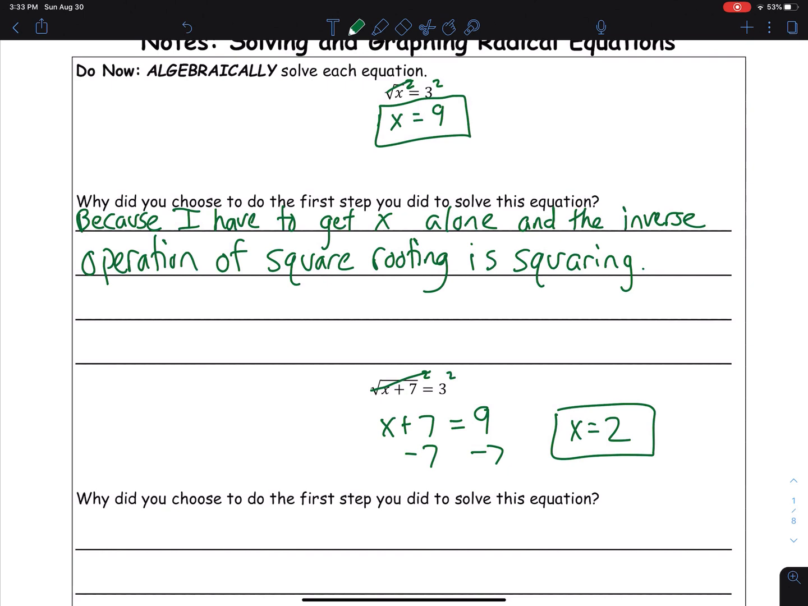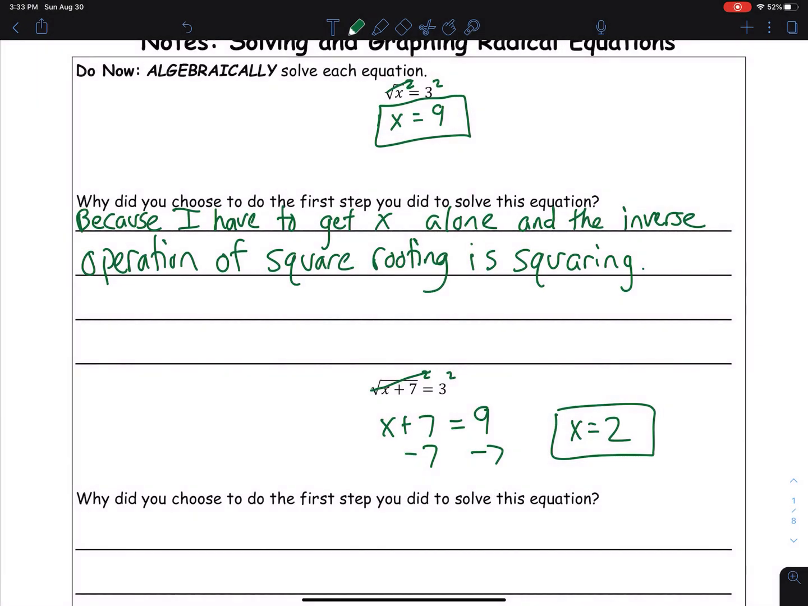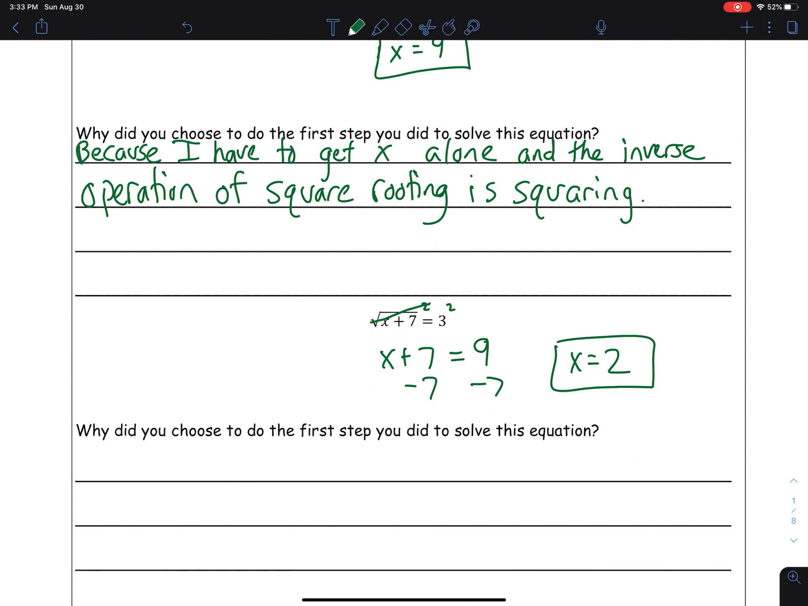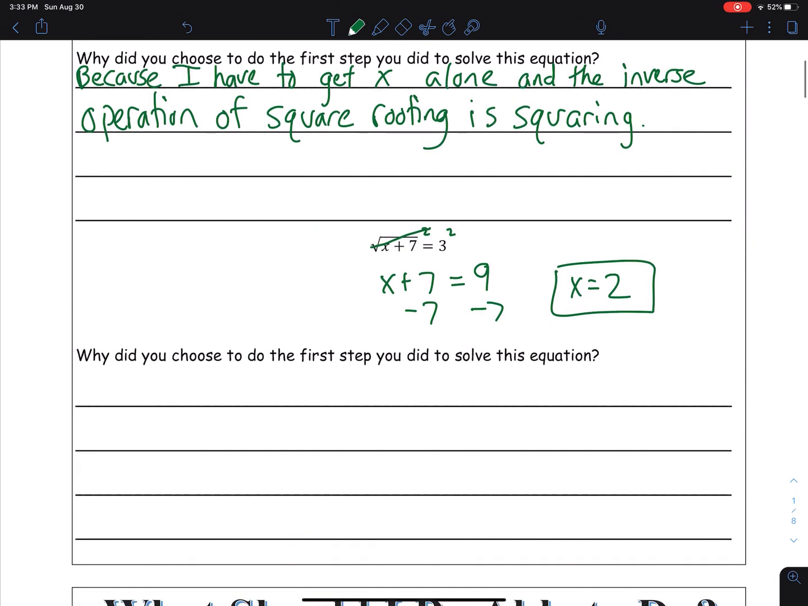Now, why did we choose to do the first step we did to solve this equation? Well, the first step we did was squaring both sides, and that is to get the x alone. It's the same reasoning as the one above. That's what we are going to be doing pretty much most of this class. So I'm not going to rewrite it for you guys, but it's because I have to get the x alone. The inverse operation of square rooting is squaring. That's going to get our x plus 7 alone, and then we're going to subtract 7 on both sides.